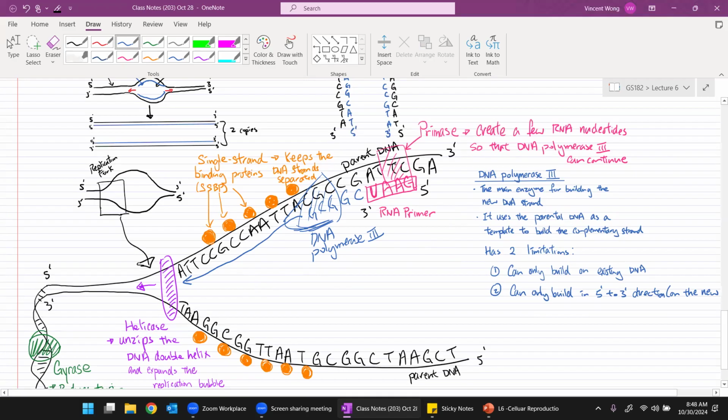Now, I hope you start to see a problem. Okay? Remember, the bubble is like this, right? We're only focusing on the one side of the fork. So that means we still have a bunch of nucleotides here, right? So if the polymerase can only go that way, how are we going to do the rest of them, right?